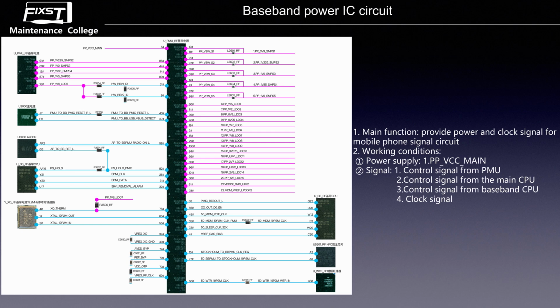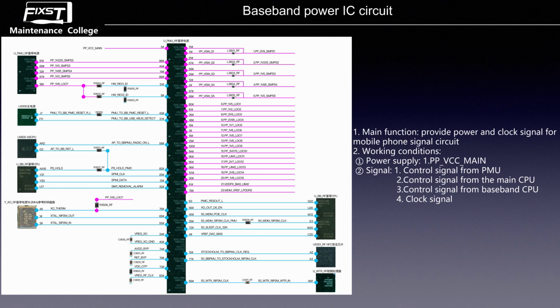You can see the 17.2, this pin. This pin is the baseband power IC to the baseband CPU clock sleep signal. You can see the pin 4. This pin is the baseband power IC to the baseband CPU voltage regulation reference signal. Continue down, you can see the 15, this pin. This is the NFC to the baseband power IC clock request signal. And 17.7, this pin is the baseband power IC outputting the clock signal to the NFC.